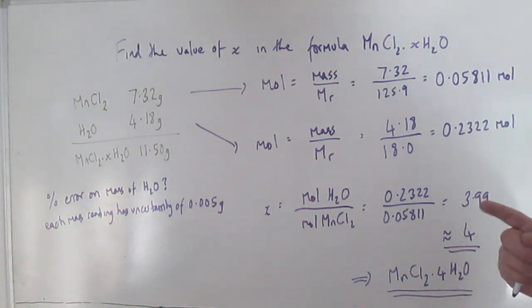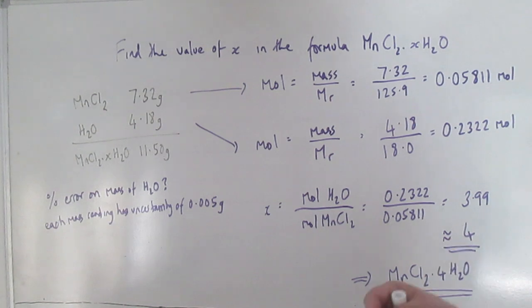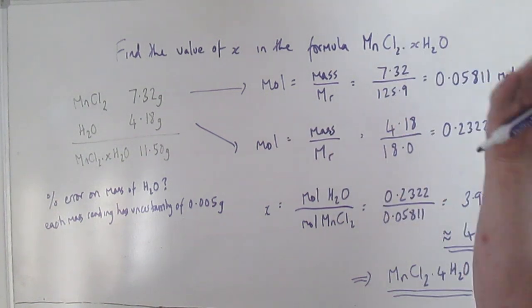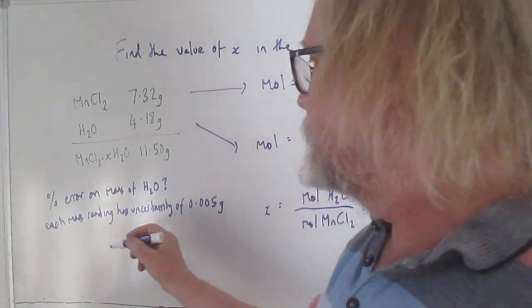So the crucial thing to realise is that to get the mass of water you had to make 2 mass readings, right? Because remember how we worked it out, it was the mass before heating, crucible plus the compound, and then the mass after heating, the crucible plus the compound. So you have 2 mass readings.